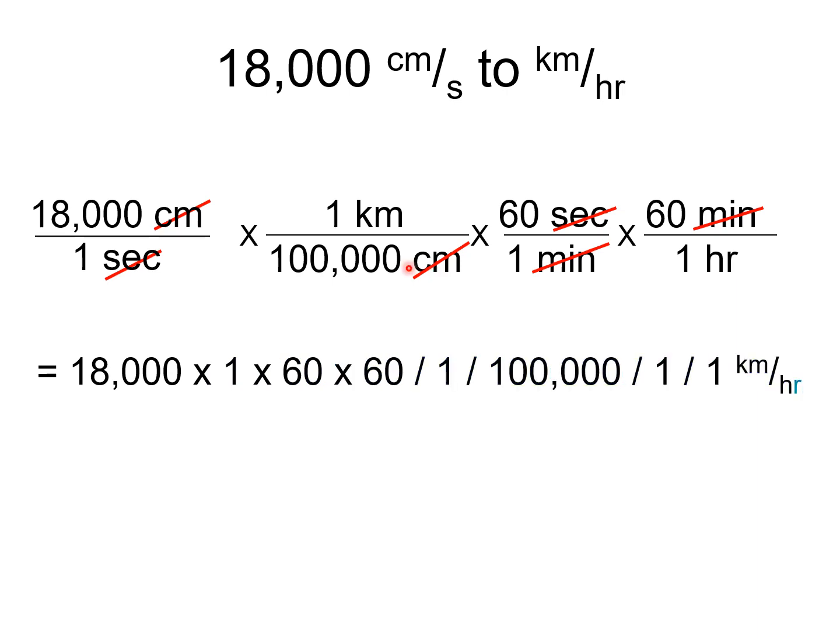All right, so everything cancels as far as the units that I don't want, but you notice I'm left with kilometers in the numerator and hours in the denominator. So now I can go ahead and multiply everything on the top, divide by everything on the bottom, and that gives me my measurement in kilometers per hour to be 650 kilometers per hour.